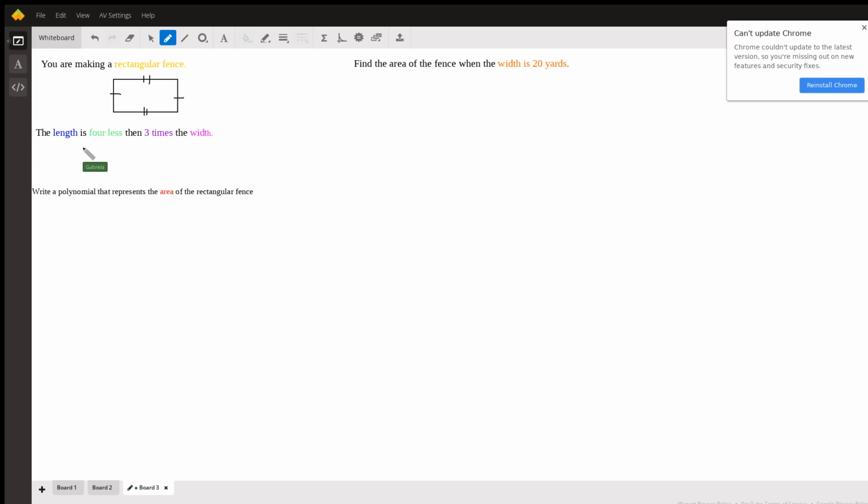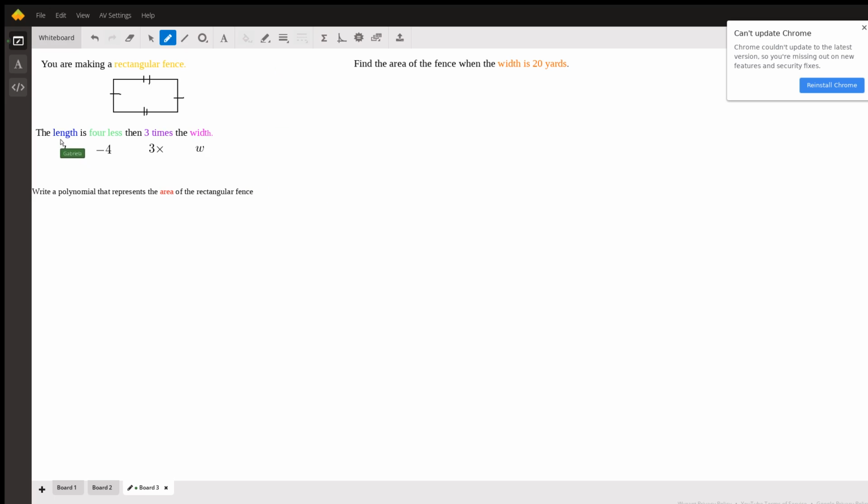All right, the length is 4 less than 3 times the width. Let's rewrite this from words to a mathematical equation. So length is represented by L. 4 less, that means minus 4. 3 times. And then width is represented by the letter W.